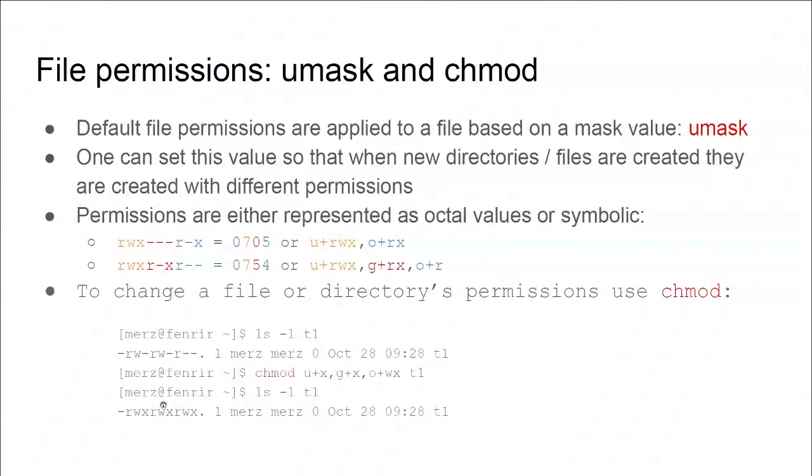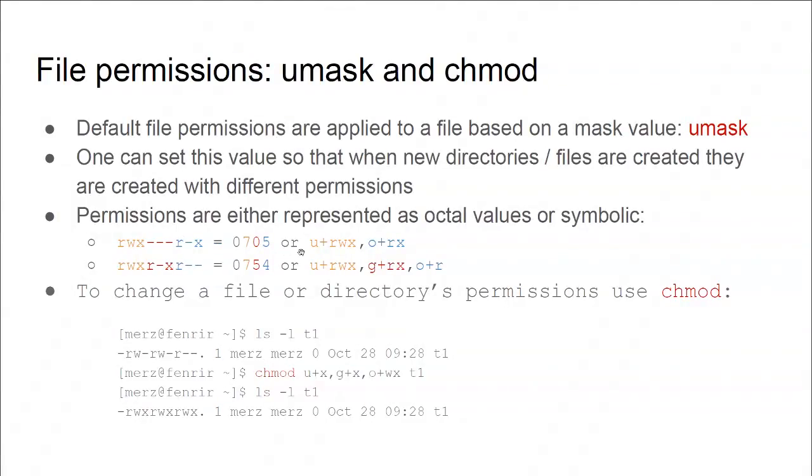I'll go through this real quick. The default file permissions applied to a file are based on this mask value. It's called a umask. You can set this so that when new files or directories are created, they start off with a particular set of permissions. You can specify these permissions either symbolically or as octal values. Since there's only three values here, read, write, execute, you can treat it as an octal number in binary format. So you can see that if all three are set, it's a 7. If none are set, it's a 0. And if just r and x, that's 4 plus 1 is 5.